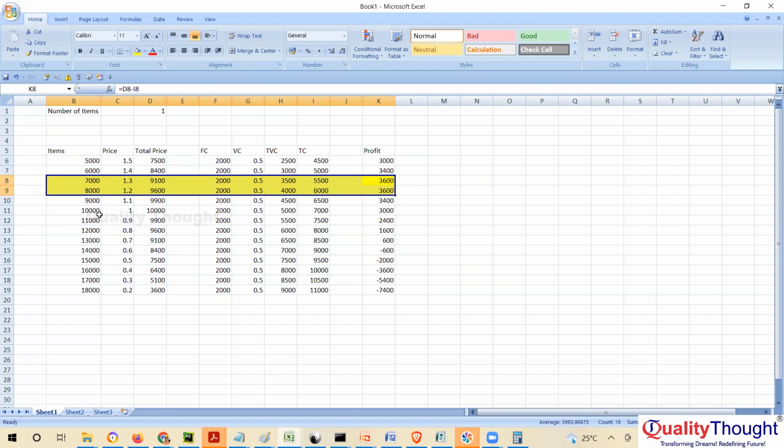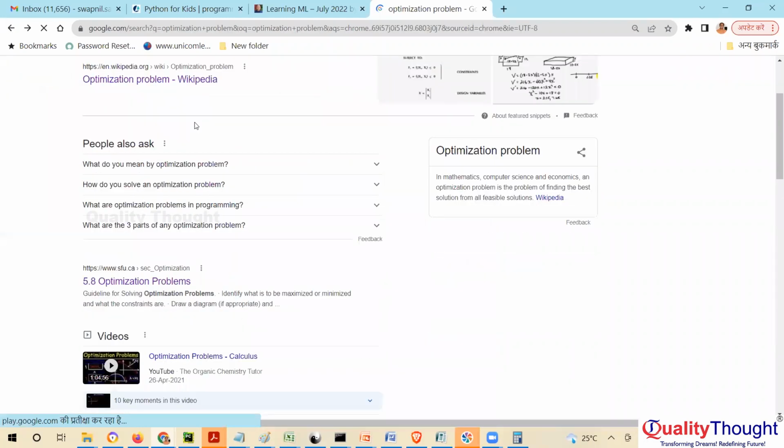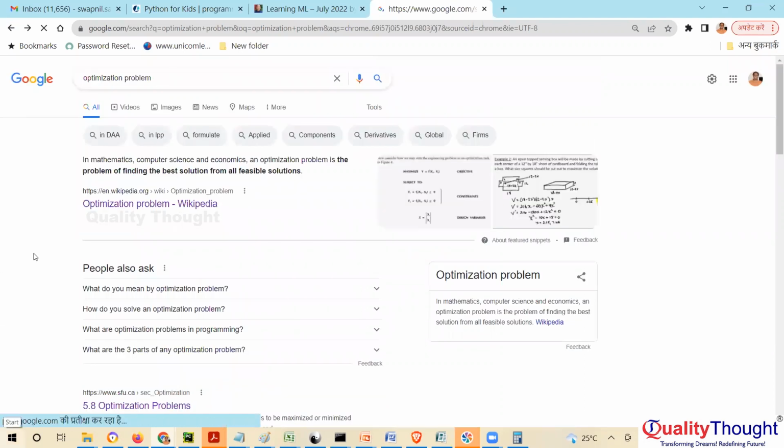Okay, so for one variable you don't need SciPy, but what if you have two variables? Okay, so let me talk about optimization with two variables. More and more complex.